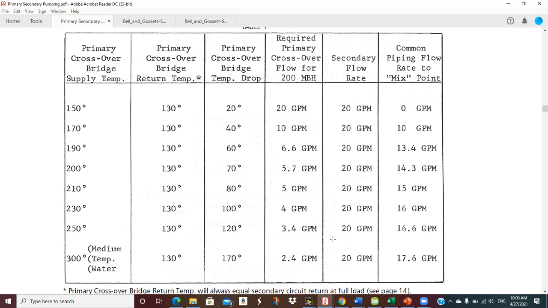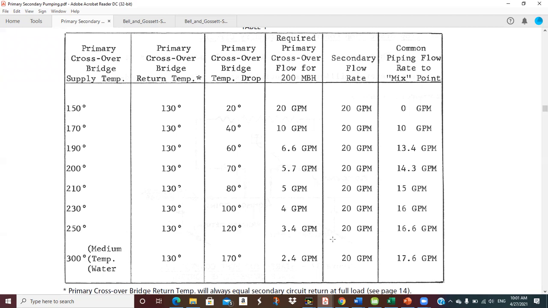And likewise, at 190, my delta T on the crossover is 60, and my flow rate's down to 6.6 GPM, and my mix common pipe flow is 13.4. At 200, my delta T is now 70. I'm down to 5.7 GPM. Again, secondary is 20 on all of them, and I'm pulling 14.3 GPM of 130-degree water back to mix with the 200-degree water to get my 150 to go into the coil.